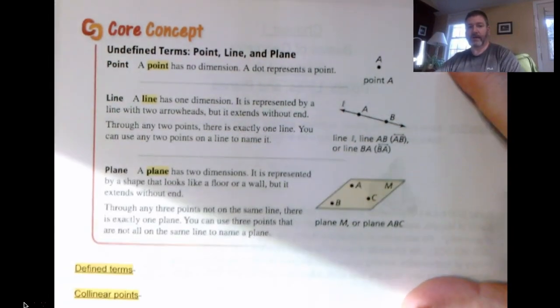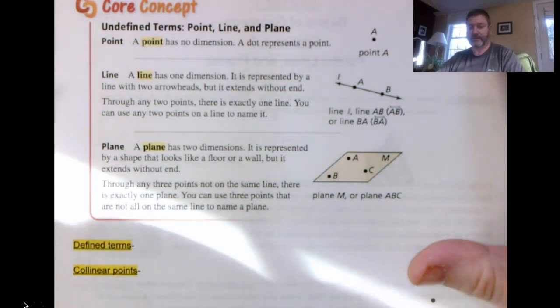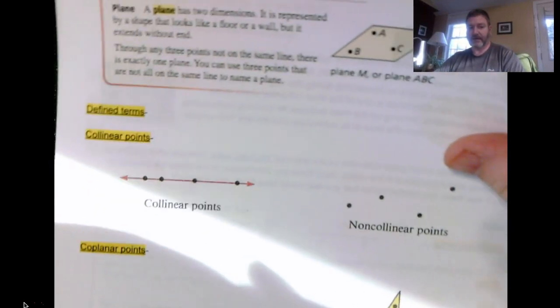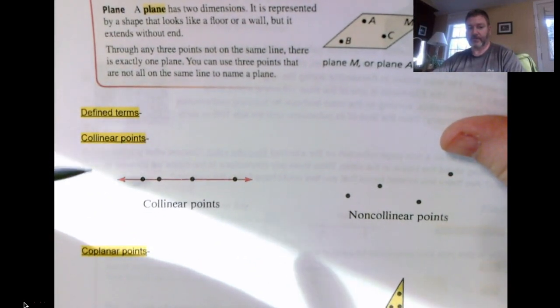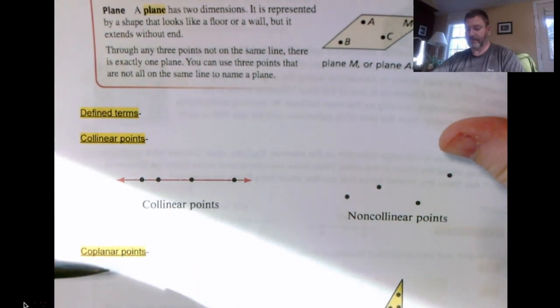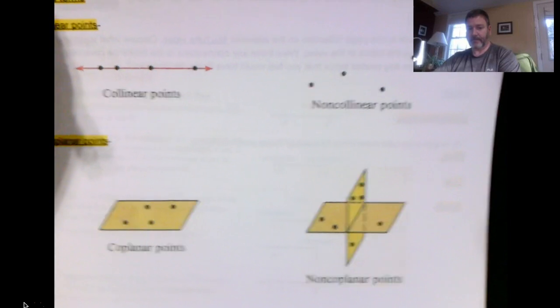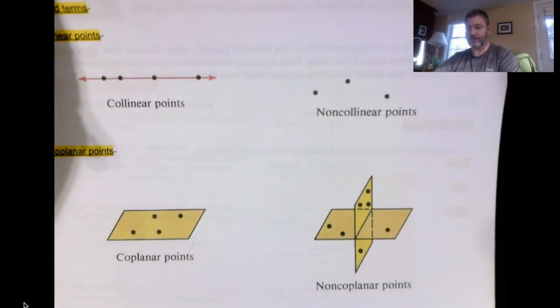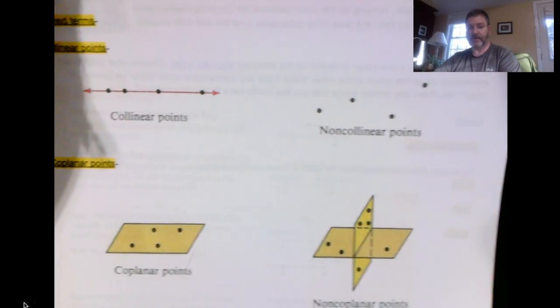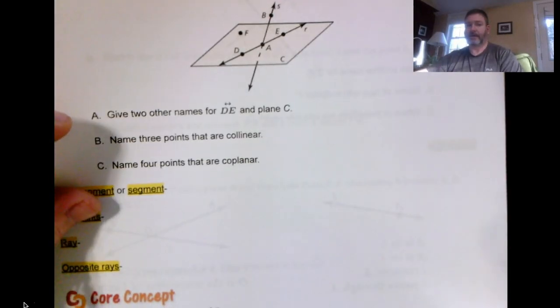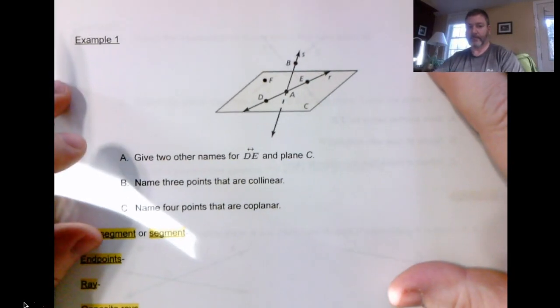You're going to want to read our book's descriptions of point, line, and plane. And then you're going to go through and start defining defined terms, collinear points, coplanar points. You're going to take a look at these examples of what they are. Look at the pictures so that you understand what it is we're talking about when we talk about coplanar points or collinear points. And now we're into example 1.